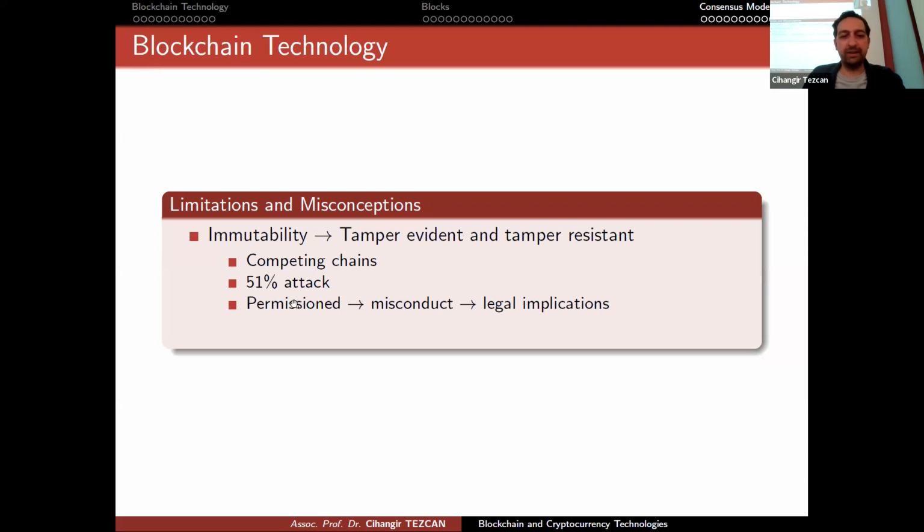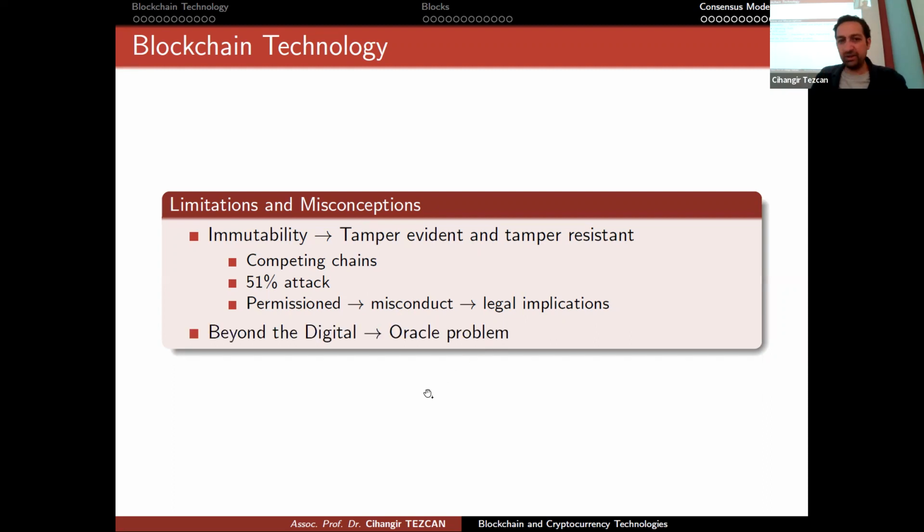Also, these two examples are for the permissionless case, but for the permissioned scenario, even if you trust those people, they might have misconduct, and they might tamper the blockchain. So it is not immutable because people can change it. But in that scenario, if you know the identity of these people, you can take some legal actions.